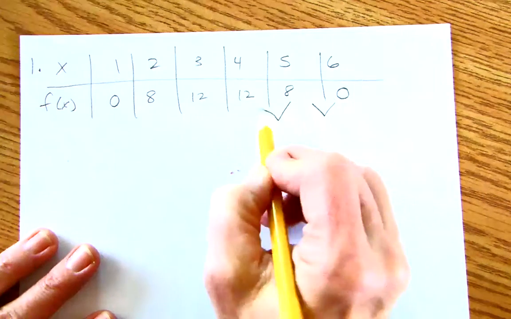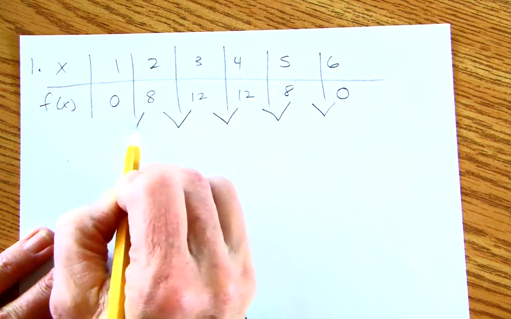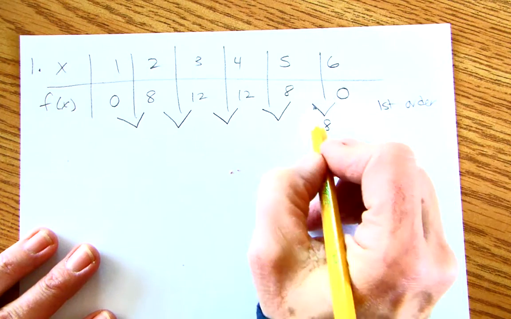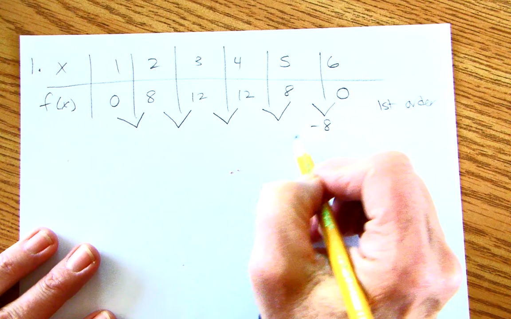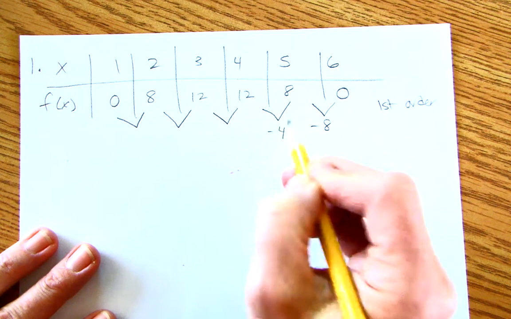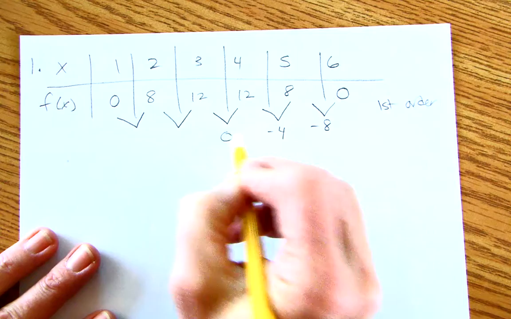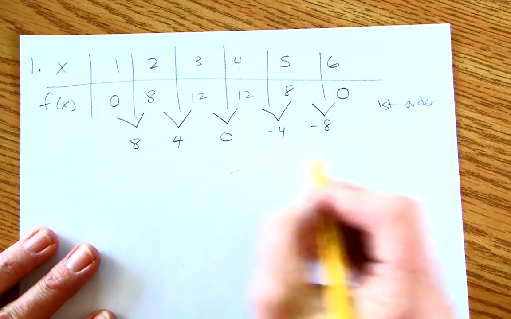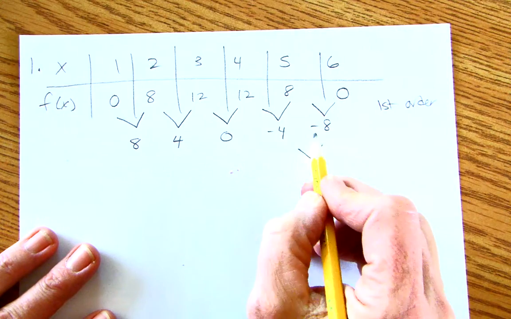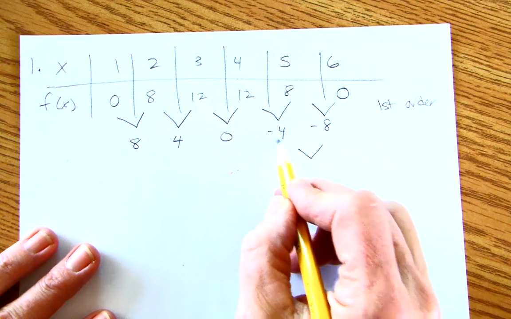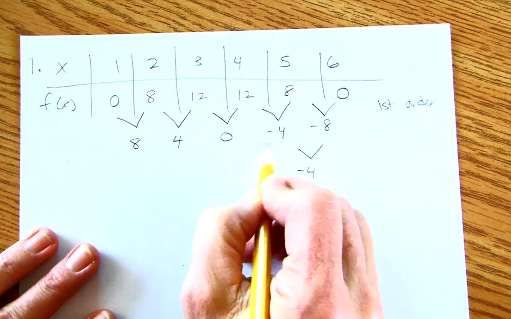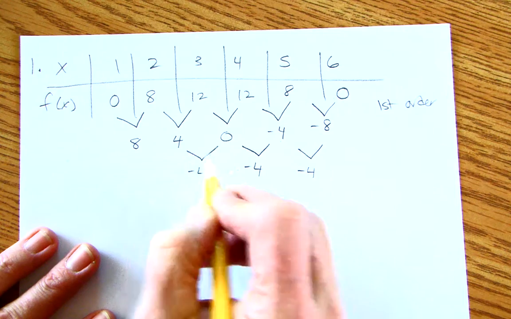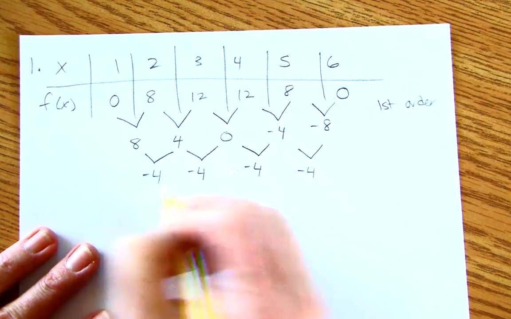If we find the differences, this will be the first order difference. 0 minus 8 is negative 8. 8 minus 12 is negative 4. 12 minus 12 is 0. 12 minus 8 is 4. 8 minus 0 is 8. We keep going until we get a constant. So negative 8 minus a negative 4 is negative 8 plus 4. That's negative 4. Negative 4 minus 0 is negative 4. 0 minus 4 is negative 4, and 4 minus 8 is negative 4.